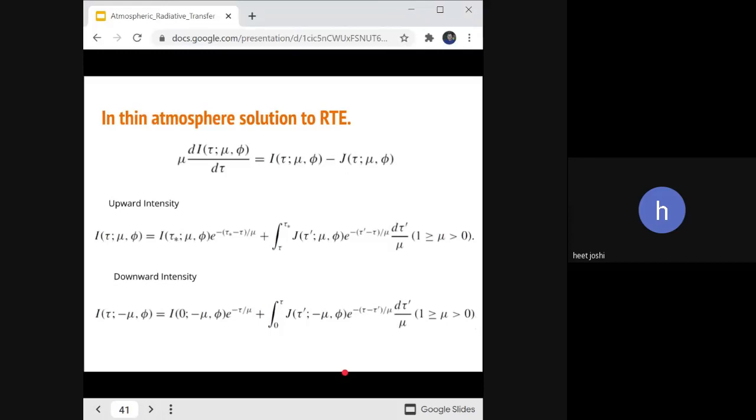Hello. Yeah. Sir, when we are measuring AOD, which approach is best, ground-based or satellite-based? Meaning, in which do we get more accurate results?